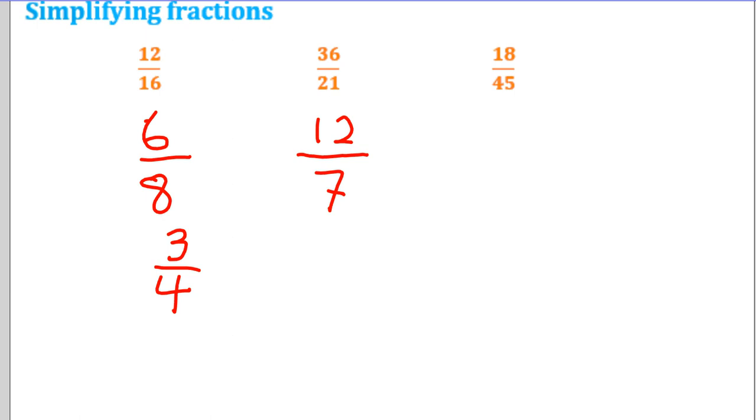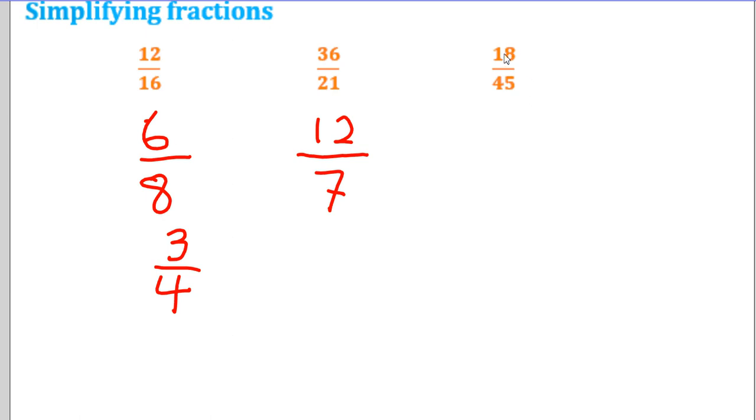18 over 45, they're not both even numbers, so you can't divide by 2. 18 and 45. 45 is a multiple of 5, but 18 is not, so we can't divide by 5. They tend to be the most obvious ones. So then look for 3.